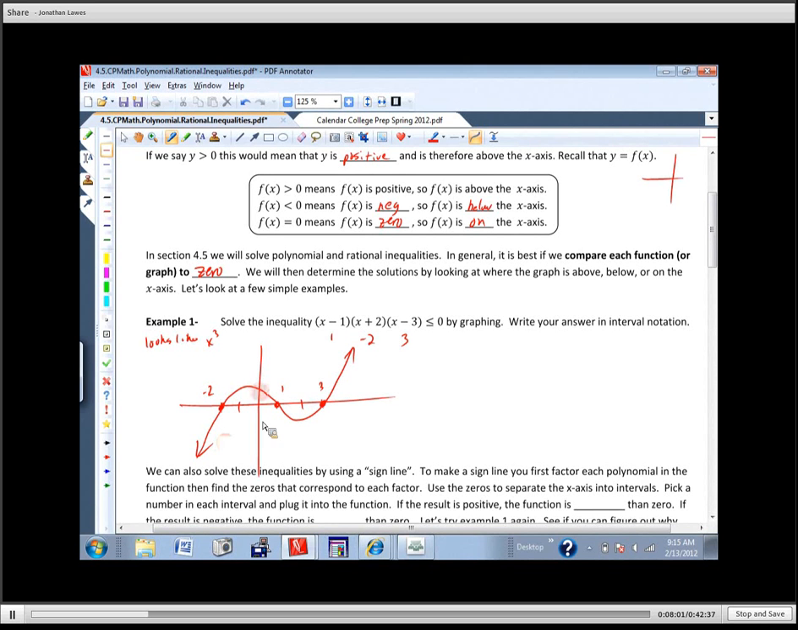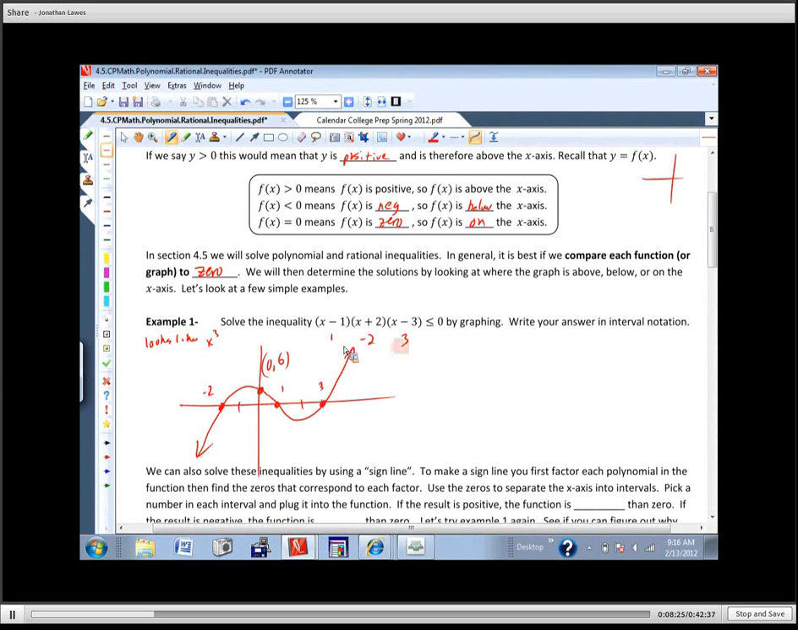Just for the heck of it, what was this point right here? 0, 6. It looks right. It starts down and ends up. It's got 2 turning points. It crosses the x-axis at the right place, and it crosses the y-axis at the right place. Now that's all well and good, and it's great that we can do that quickly. But the answer to the problem is not the graph.